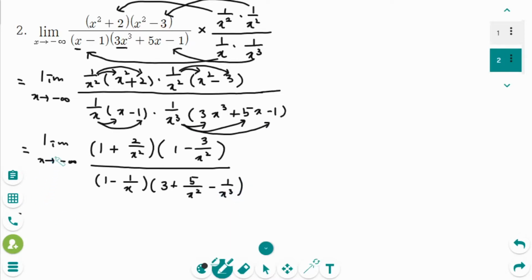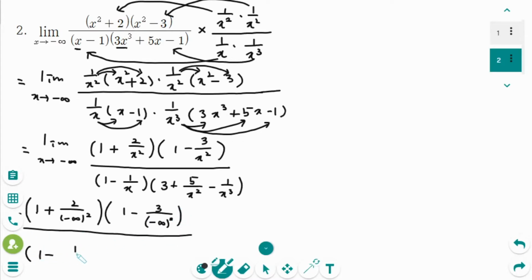And please put minus infinity into x. So 1 plus 2 over minus infinity squared, 1 minus 3 over minus infinity squared, over 1 minus 1 over minus infinity. Let's make positive like this. And 3 plus 5 over minus infinity squared minus 1 over minus infinity cubed, like this.